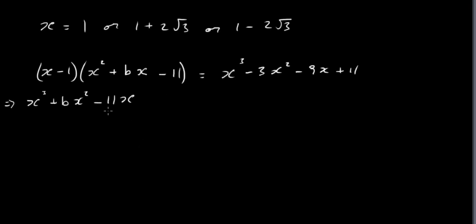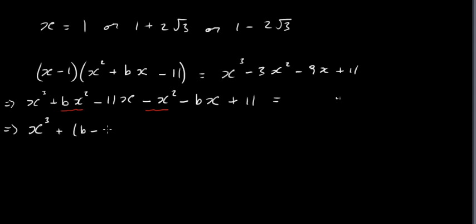Now, is that okay so far? Yep, that's fine. So minus 1 times x squared is minus x squared. Minus 1 times plus bx is minus bx. Minus 1 times minus 11 is plus 11. And that has to be equal to this thing here. So let's just put this together then. We have an x cubed here. We have here an x squared, and we have here an x squared. So I'm just going to put those two together and factorize them. So that will give me b minus 1 times x squared. I've just put these two together, factorized out the x squared.